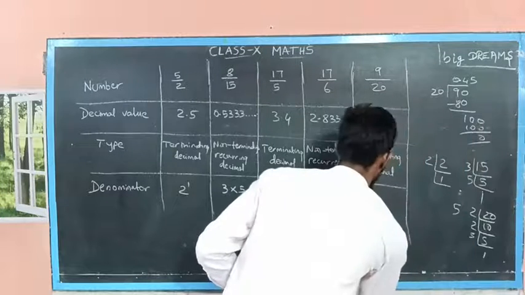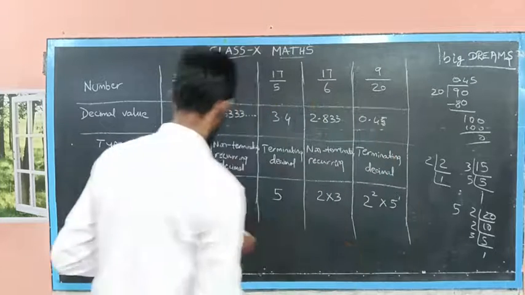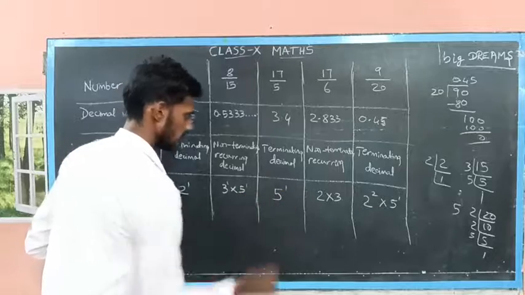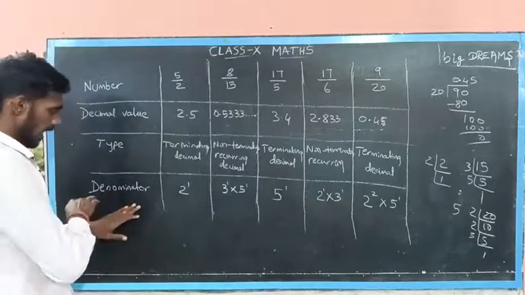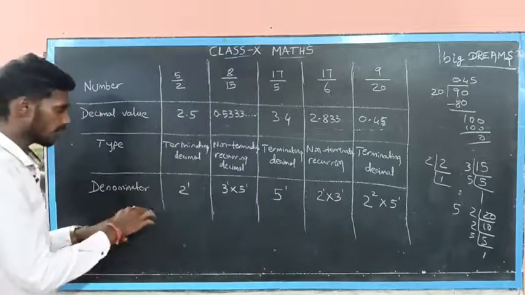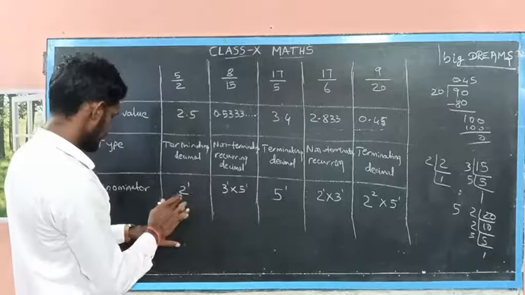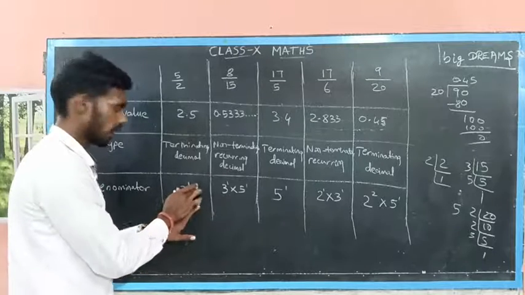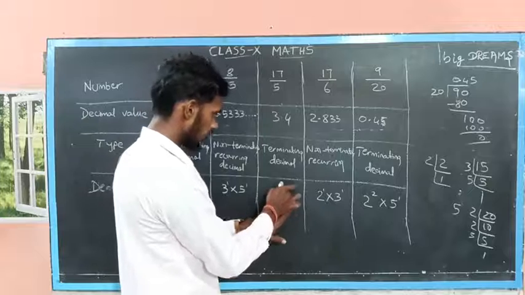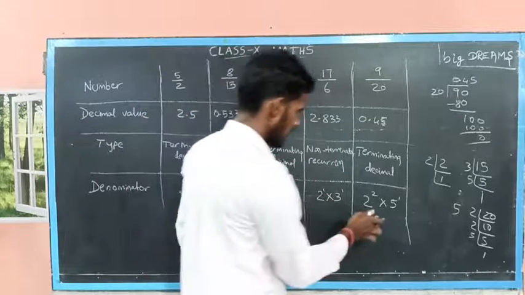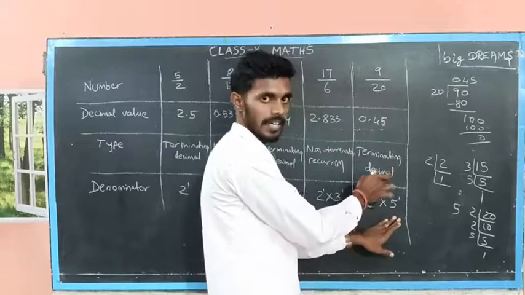20 is written as 2 square into 5 power 1. See here, I am writing the denominator as the product of primes. So 5 by 2 has the denominator in the form 2 power 1, so it is a terminating decimal. Here 5 power 1 is also a terminating decimal, and here 2 power 2 into 5 power 1 is also a terminating decimal.